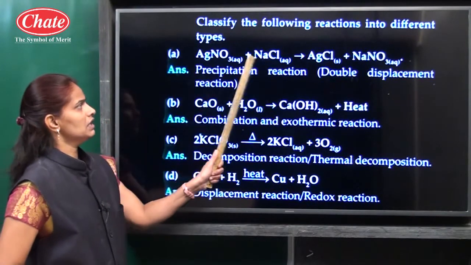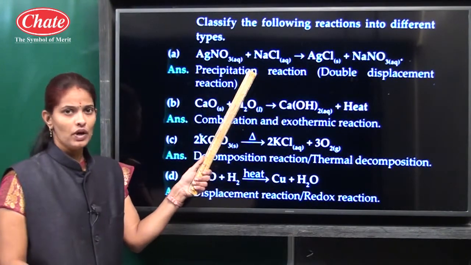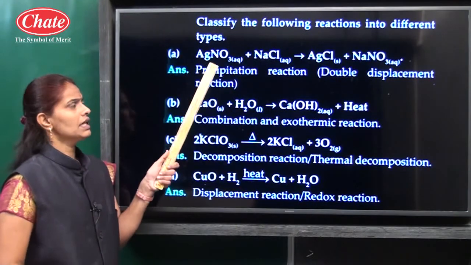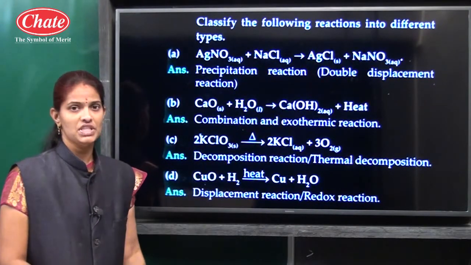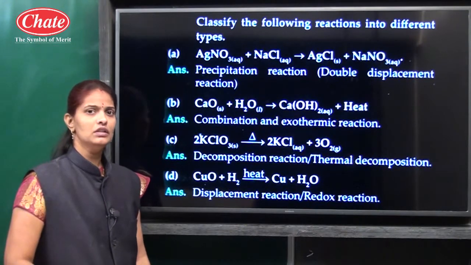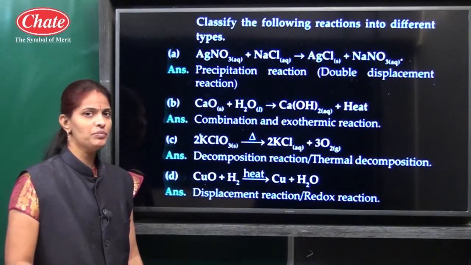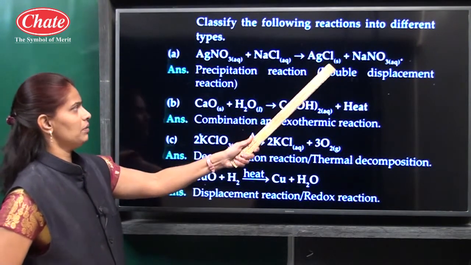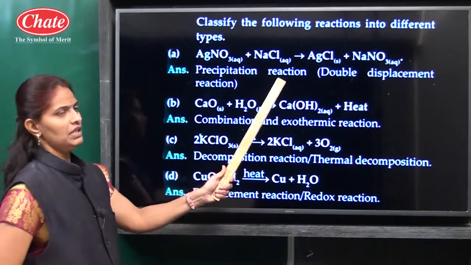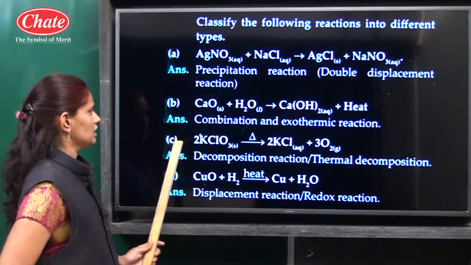Here two reactants get decomposed to form two ions, and those ions get exchanged to form two new products with a precipitate. It is called double displacement reaction or precipitate reaction also. Here silver chloride precipitate is formed, that is why it is called precipitation reaction.